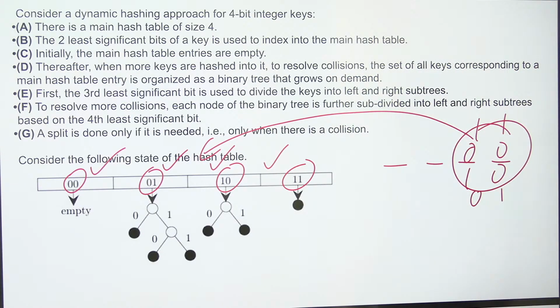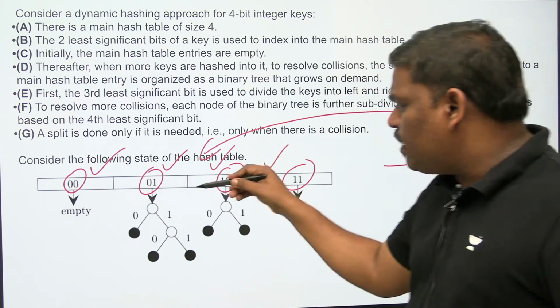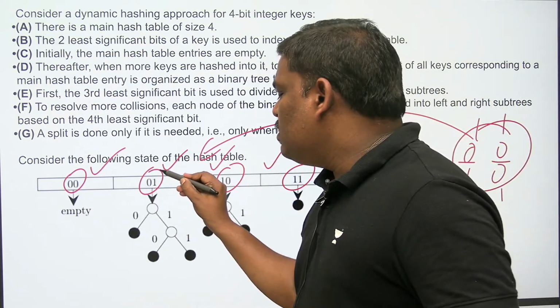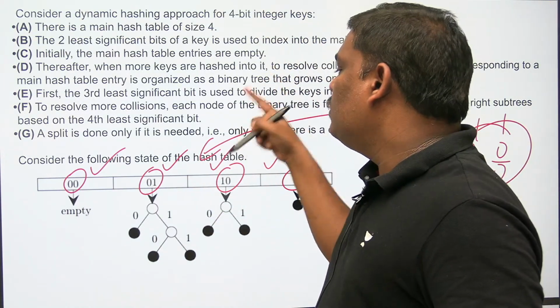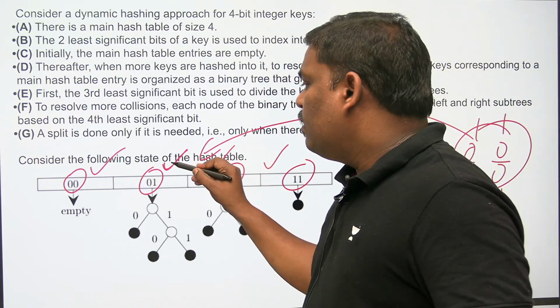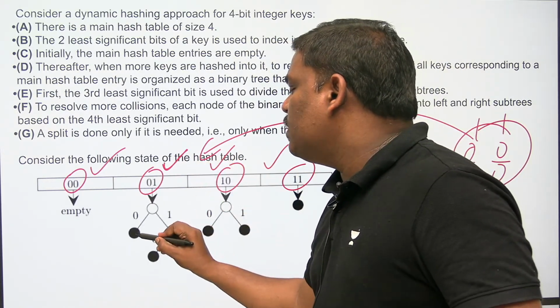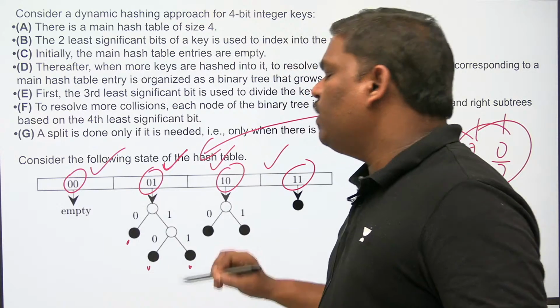Next one, D. Thereafter, when more keys are hashed into it, to resolve collision, the set of all keys corresponding to a main hash table entry is organized as a binary tree that grows on demand. Suppose for 2 keys, the LSB 2 bits are the same. So both will go to the same slot. There are some keys where the LSB 2 bits are 01, and all came here.